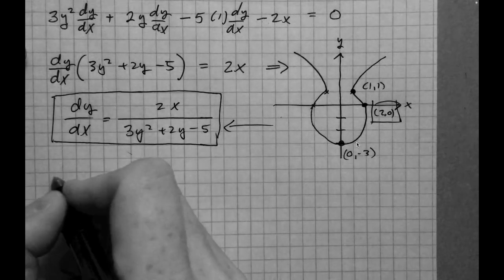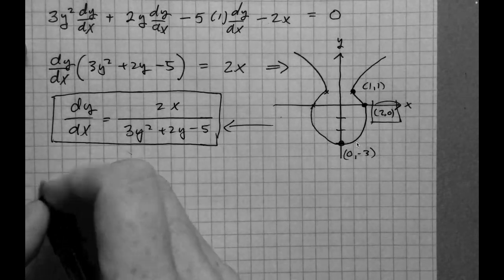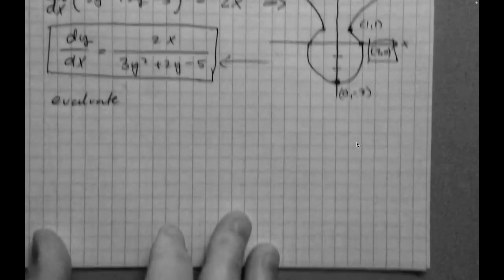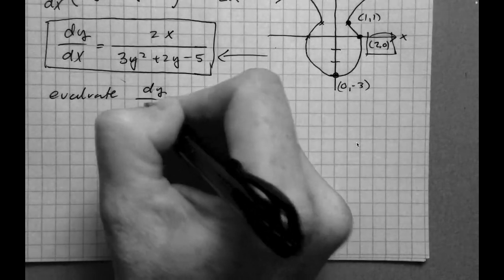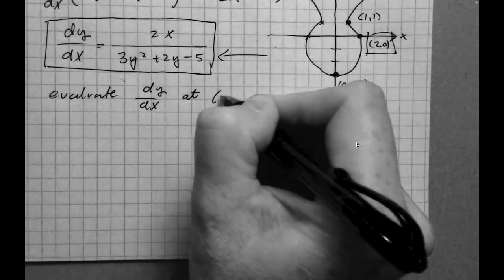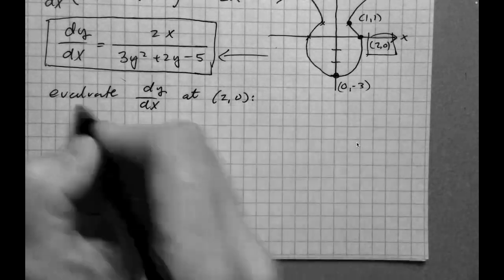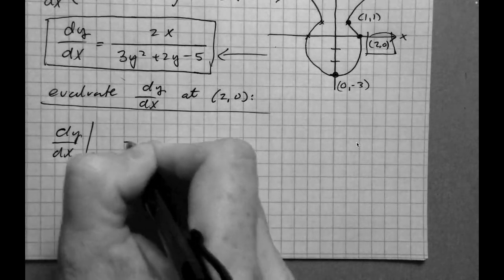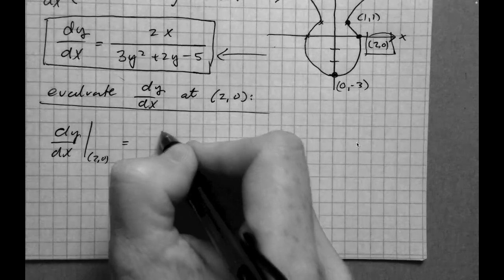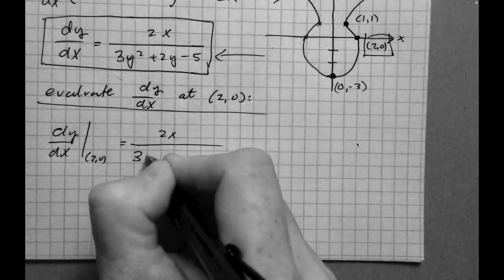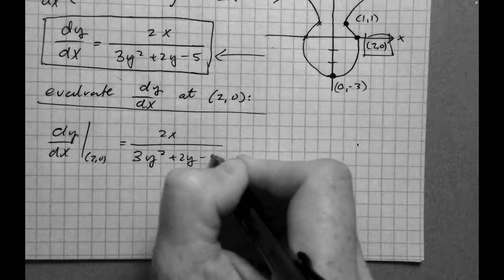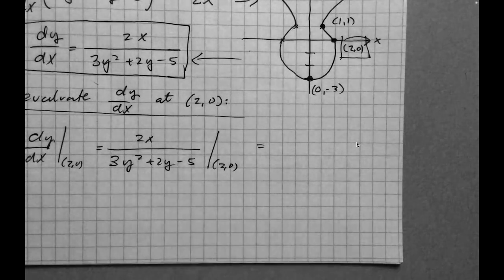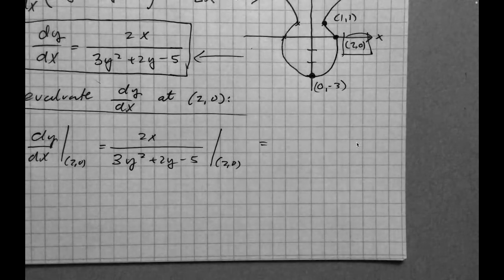Okay, so what I can do is evaluate dy/dx at (2, 0). I'll write this really explicitly so that it's clear what's happening. Evaluating at (2, 0) means everywhere I've got an x, I plug in a 2, and everywhere I've got a y, I plug in a 0.